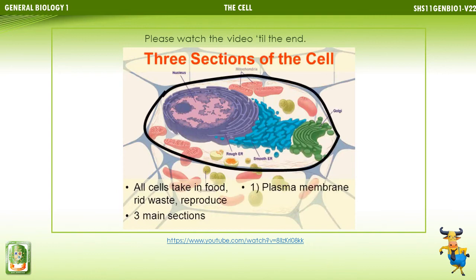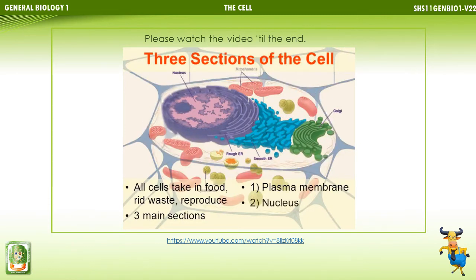So the first section you can see highlighted by the flashing black line, the plasma membrane. You might also hear the plasma membrane simply called the cell membrane. We'll talk more about this in a little bit. Pulsing in the picture, you can see the second main section, the nucleus. You often hear the nucleus called the control center. We'll explain why in a little bit.